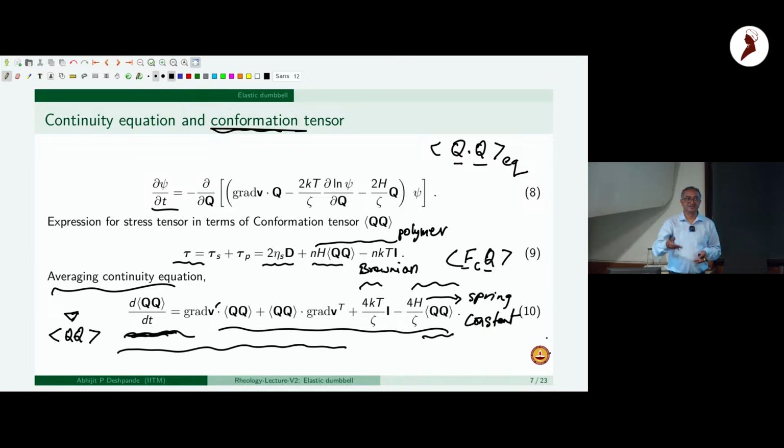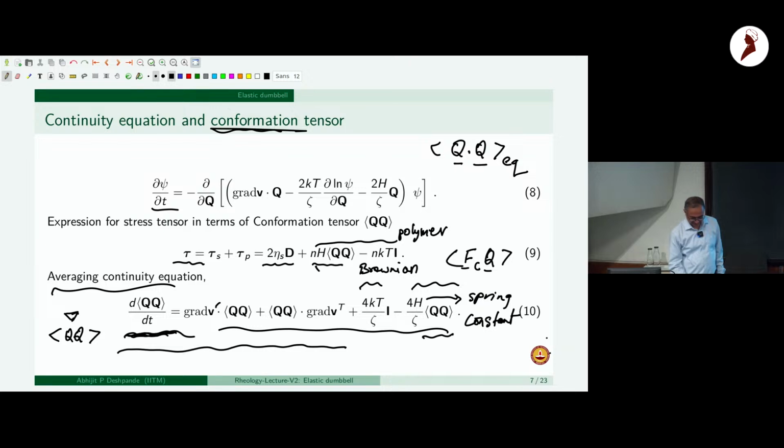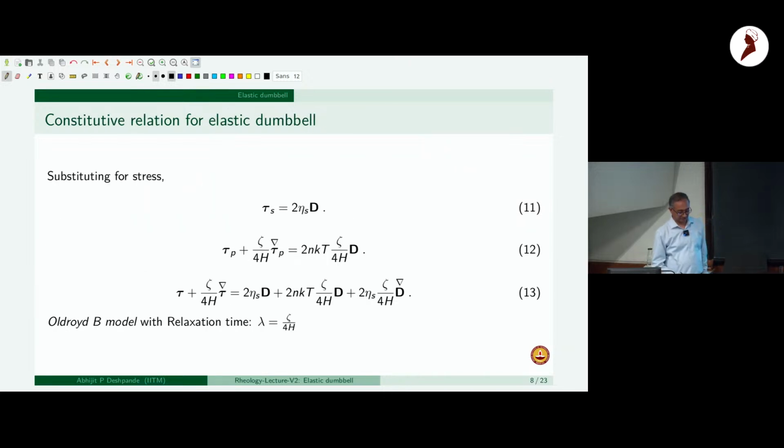If you have other interactions like electrostatic or any other interactions, they will all have to be added together to give you an overall stress contribution. But in this case, the beads are really not interacting with each other. They are ideal beads. And so if you look at the constitutive equation, you can combine the stress and the QQ, and you look at the overall governing equation, you can write it as the solvent contribution and the polymer contribution. And the equation for the polymer contribution is a Maxwell model, with the relaxation time, which is zeta by 4H.